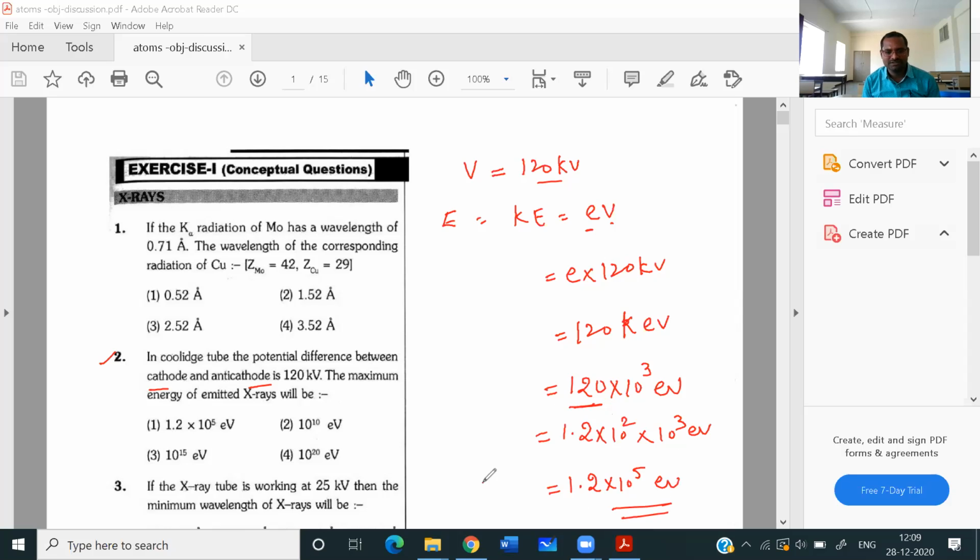So this is the energy of emitted X-rays when the potential difference is 120 kilovolts. Got it? Small calculations. Option 1 is the right answer. Okay students.